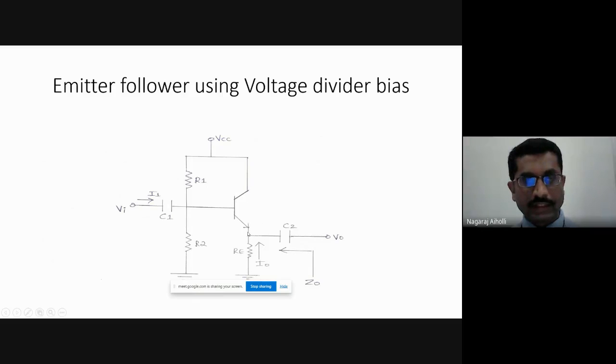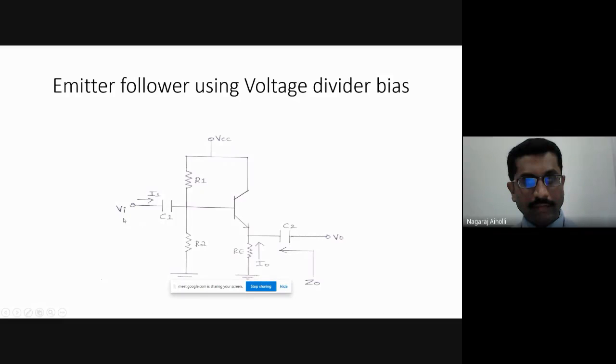That is one reason. Another reason is we are tapping the output voltage from the emitter terminal here. But in voltage divider circuit, we are tapping the output voltage from the collector terminal. Right? That is the difference between emitter follower with the voltage divider bias and the main voltage divider bias circuit. We should be able to identify the difference between the two.